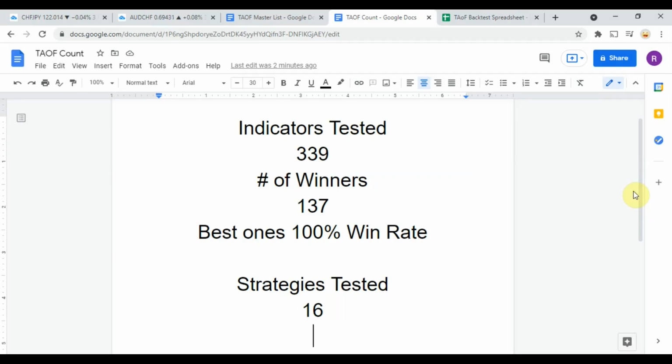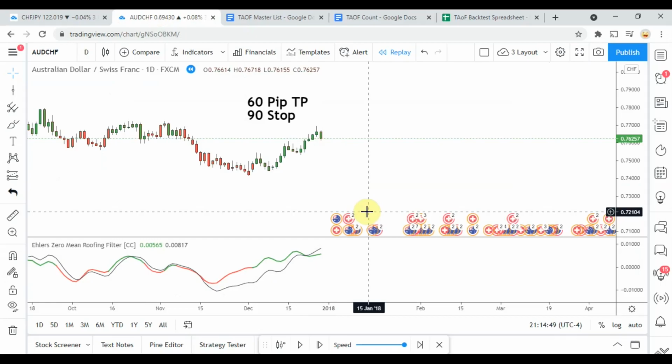Also, to date, we have tested 16 strategies in total. I have not gotten the win rate of those yet, or which ones were winners versus losers, but we will get to that eventually. So back to the indicator at hand.